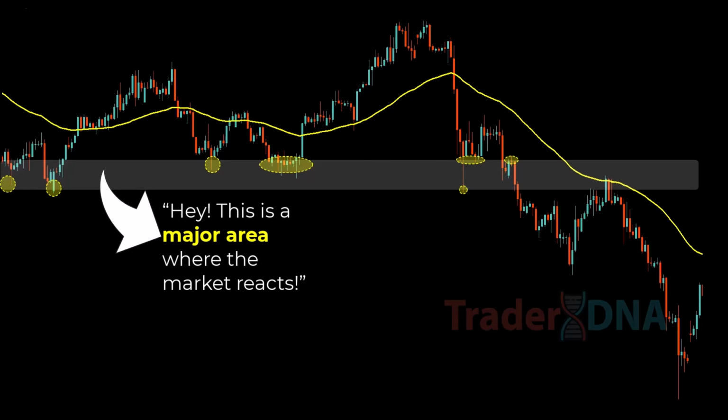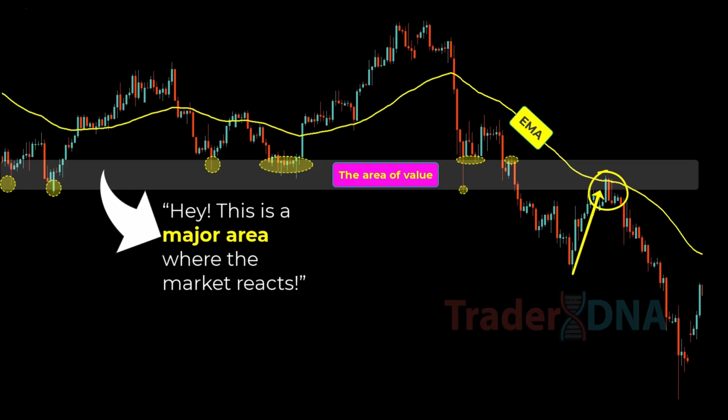So we've got two powerful ingredients here: the EMA, which shows us the direction of the trend, and the area of value, which used to be strong support and now might flip into resistance. When those two things line up, oh man, that's where the magic happens. And then look what happens next. Price comes right up and touches the EMA. That's the market saying resistance confirmed.